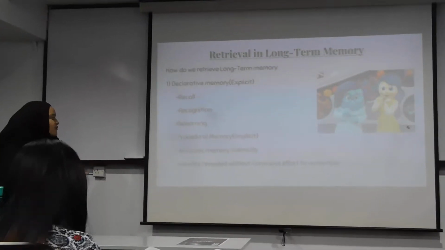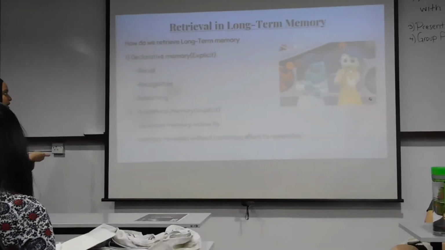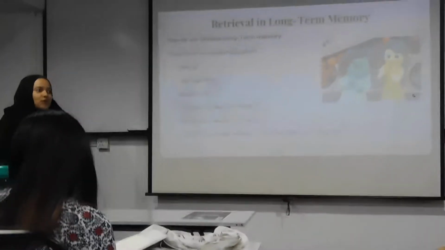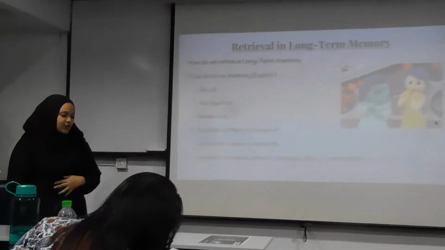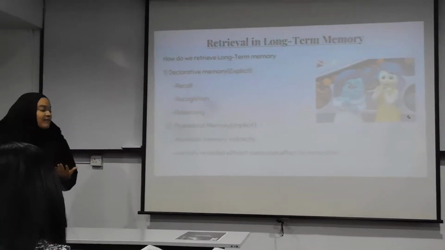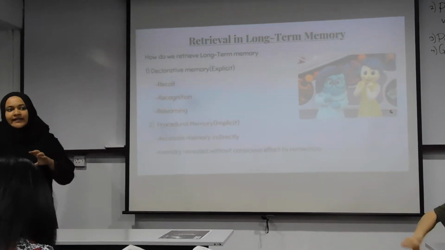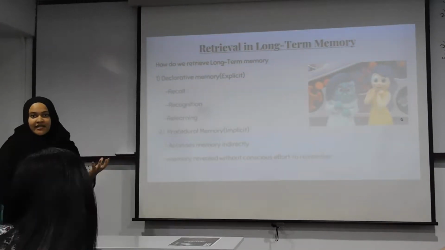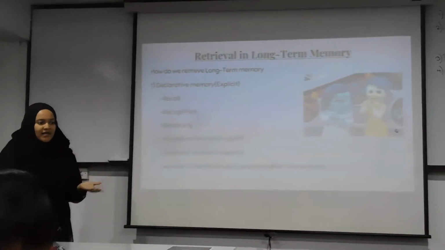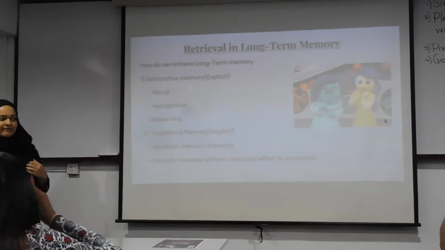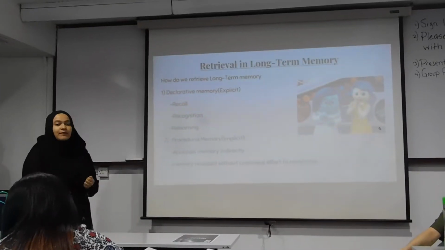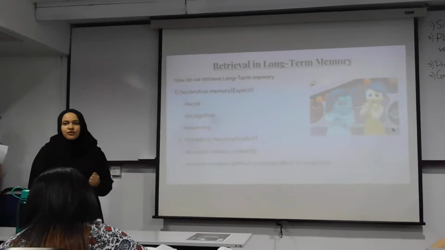Then the second one is how you retrieve your procedural memory. Procedural memory happens in your unconscious mind, such as when you wake up, you do the things that you usually do. It's a habit. And also, you can access the memory indirectly. You don't have to encounter the thing. It happens spontaneously. And then we have how the memory is revealed without the conscious effort to remember.